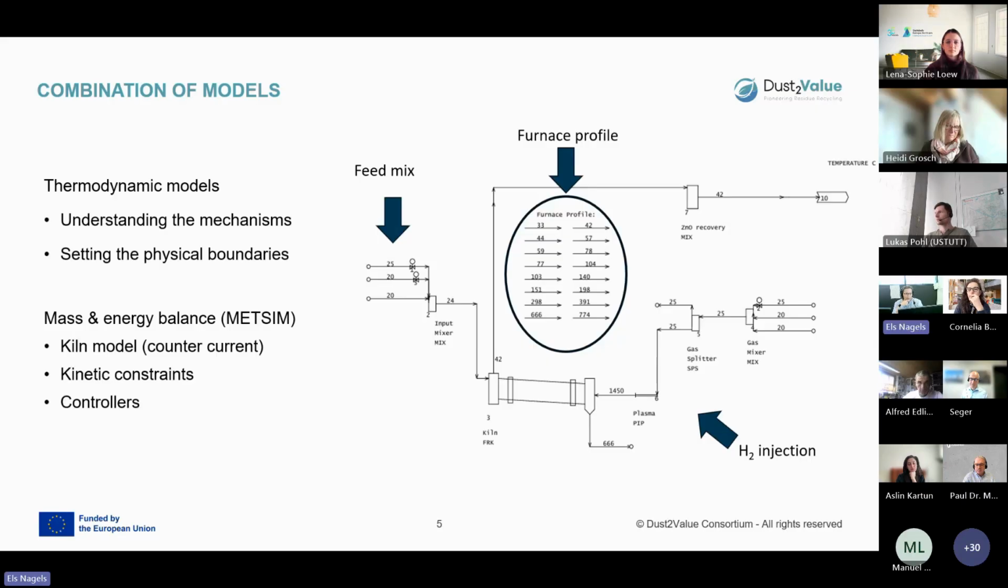Another difficulty in this project was the kinetics. Some of you know this very well. You have the thermodynamics, which give you the expected equilibrium of a system. But if you look at the real process, this equilibrium might not have been reached because you have kinetic constraints. These chemical reactions do not happen instantaneously. Sometimes you need to wait. Also, these kinetic constraints are included in this model to have a realistic view on the kiln process.